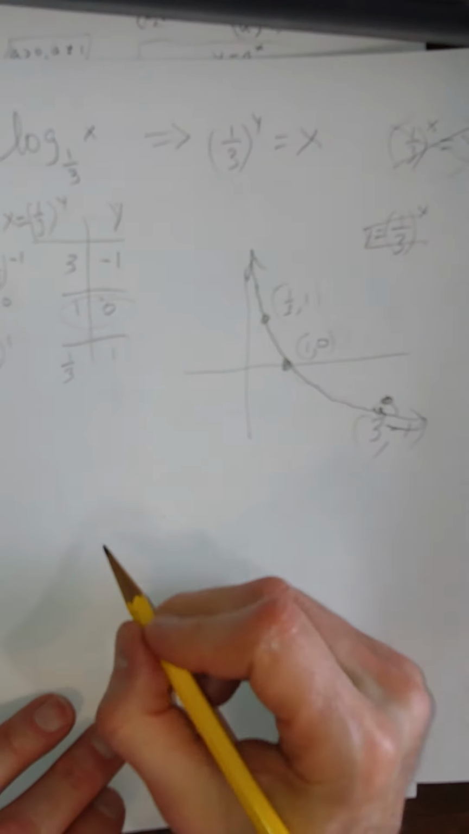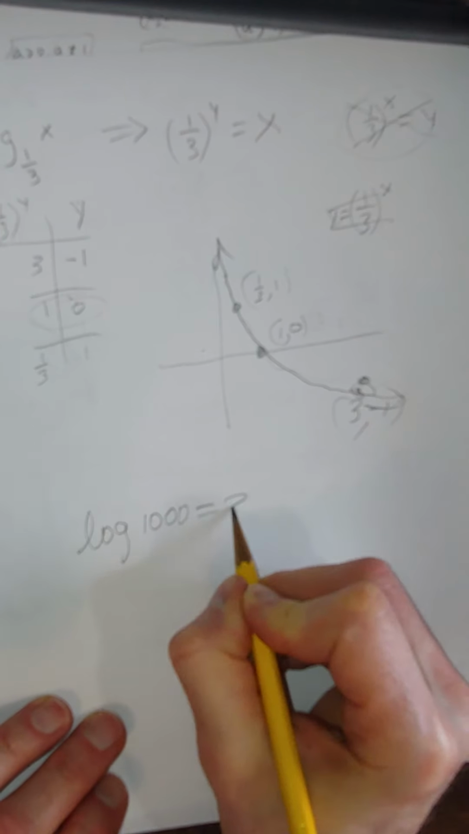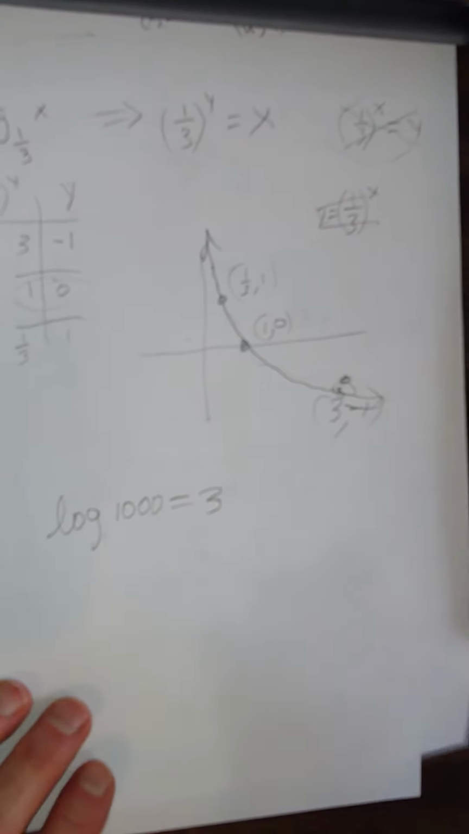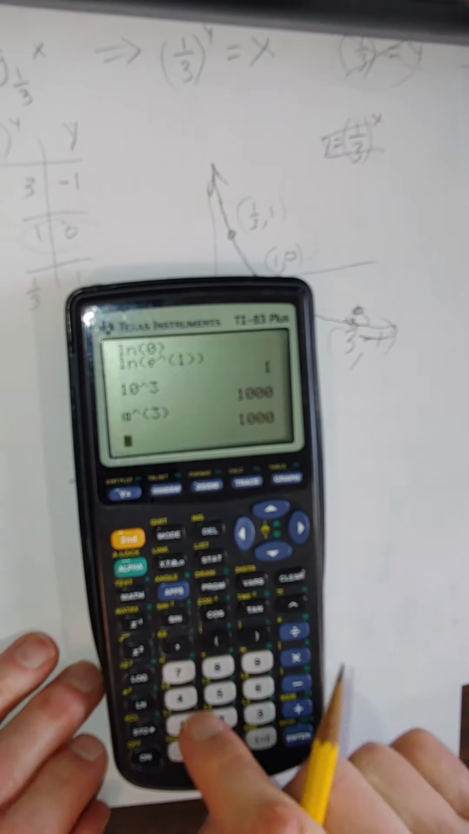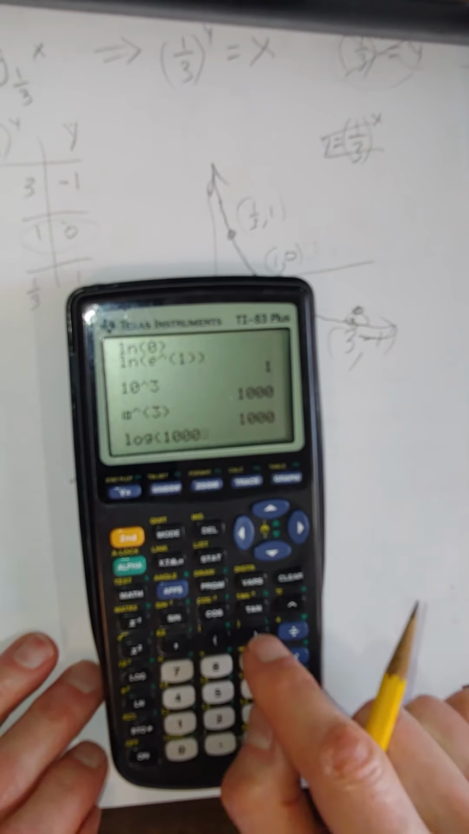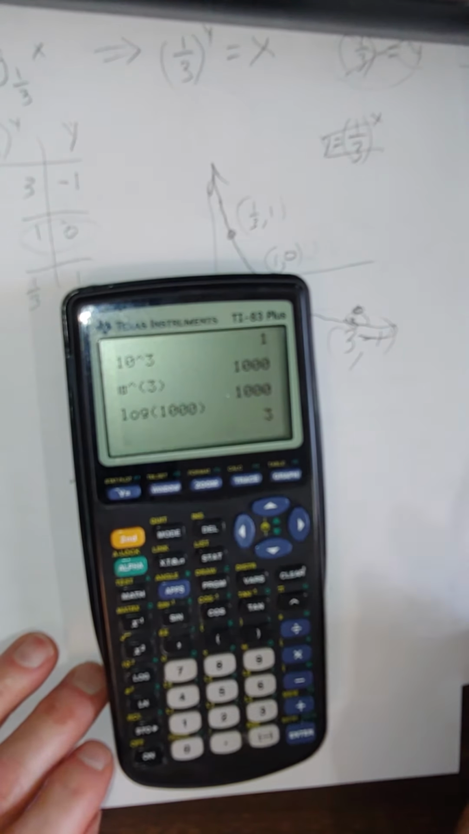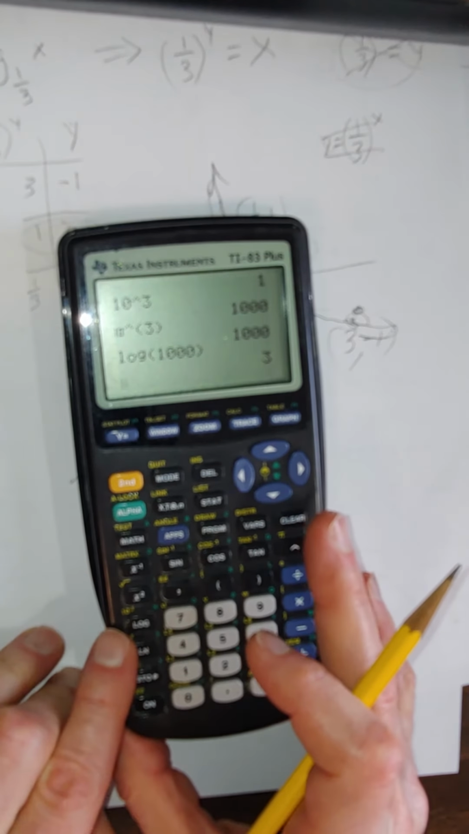Here, let's say log of 1,000. Now shouldn't that be 3? Because remember, this is base 10. That's 10 to the third. So let's take a log of 1,000. Hit the log button, enter 1,000, close parentheses, enter: 3. See, that's the exponent you put on 10 to get 1,000, because this is base 10, this log here.